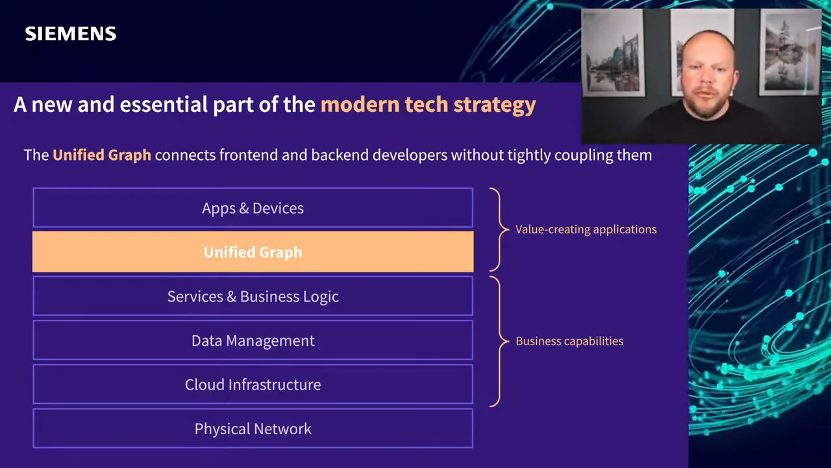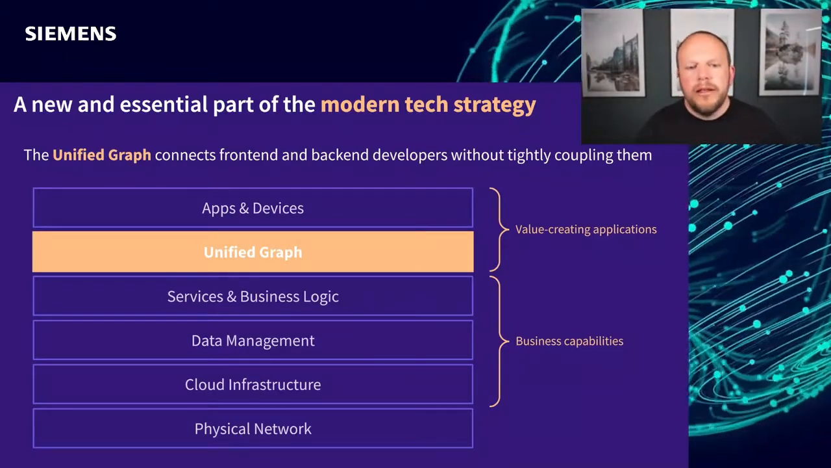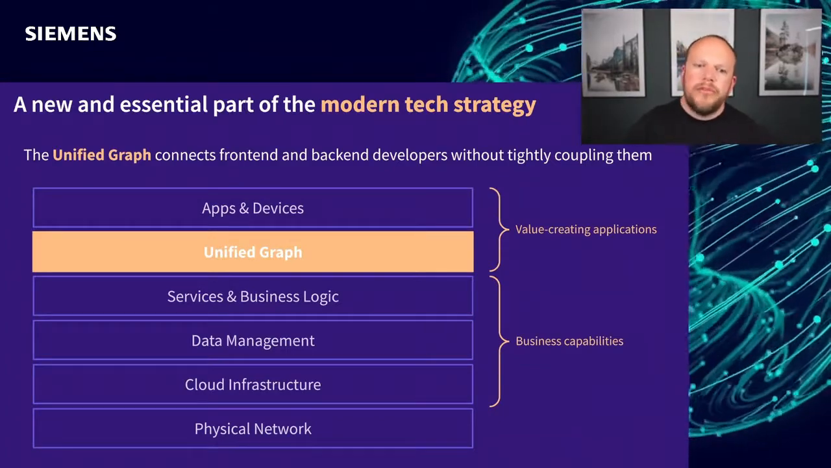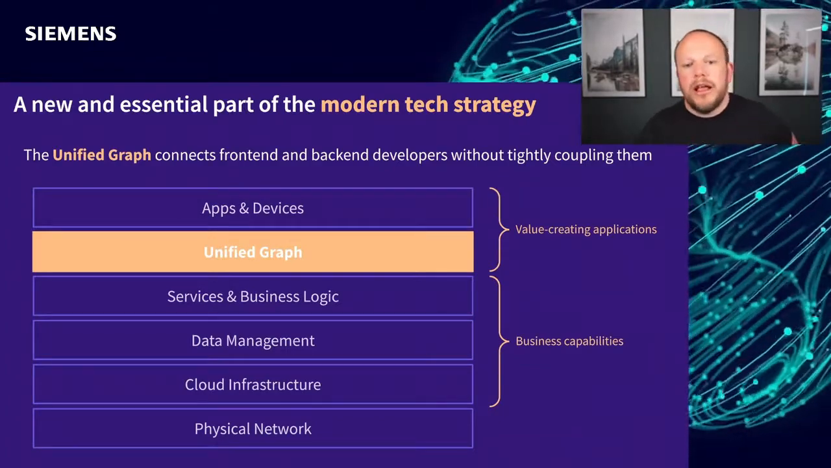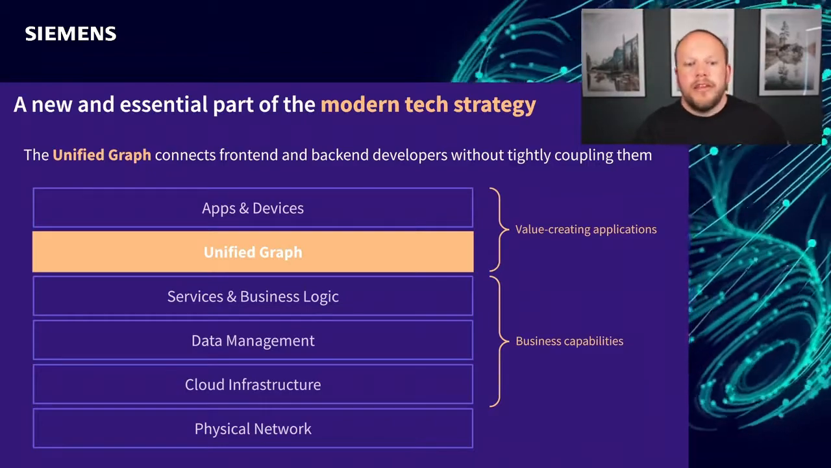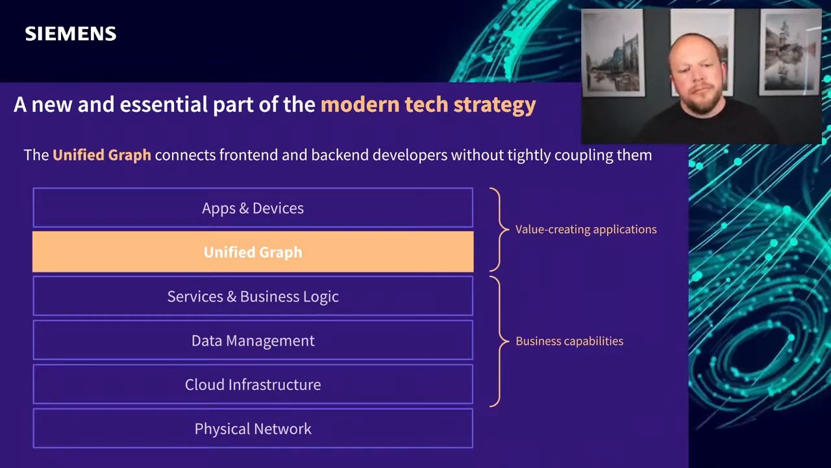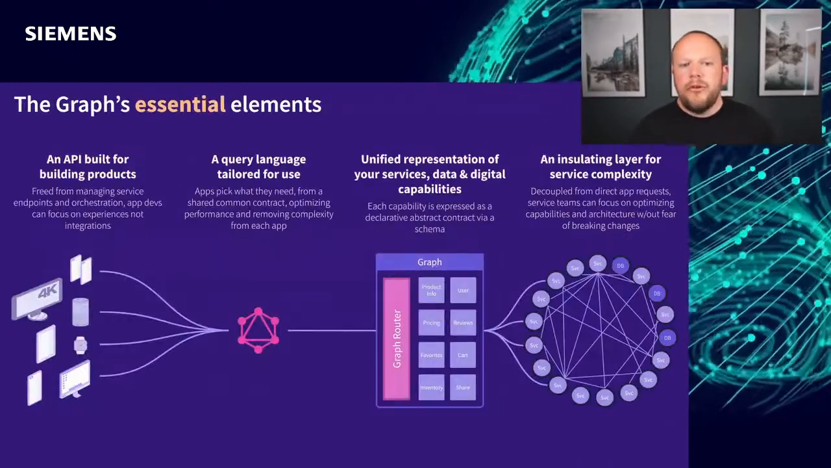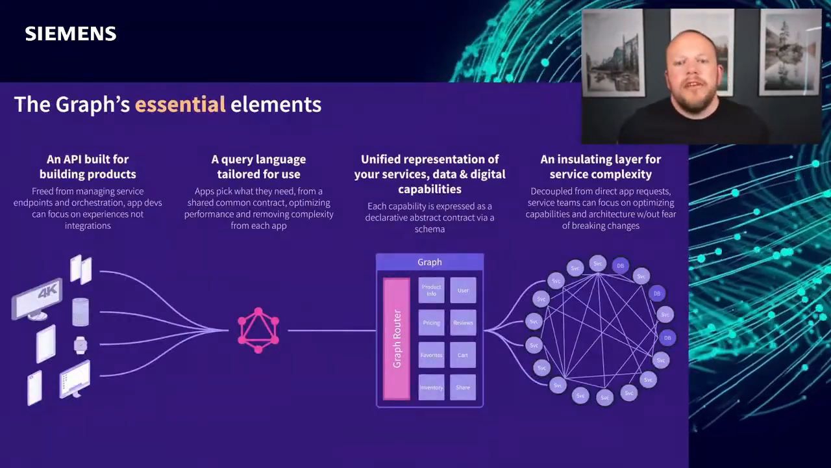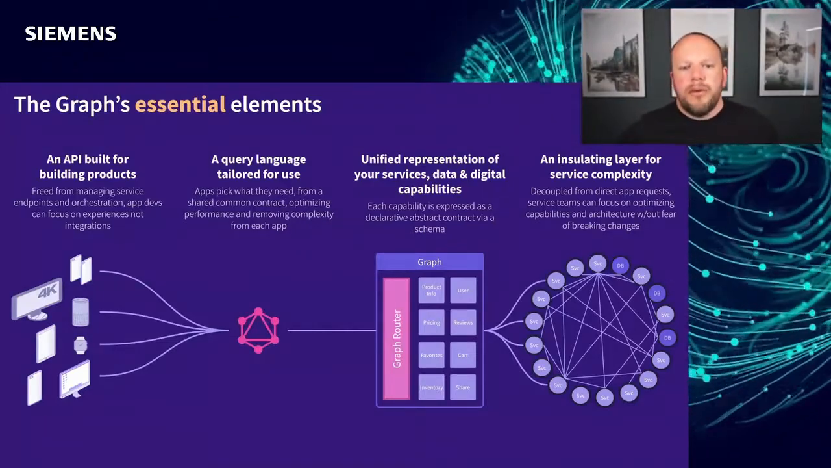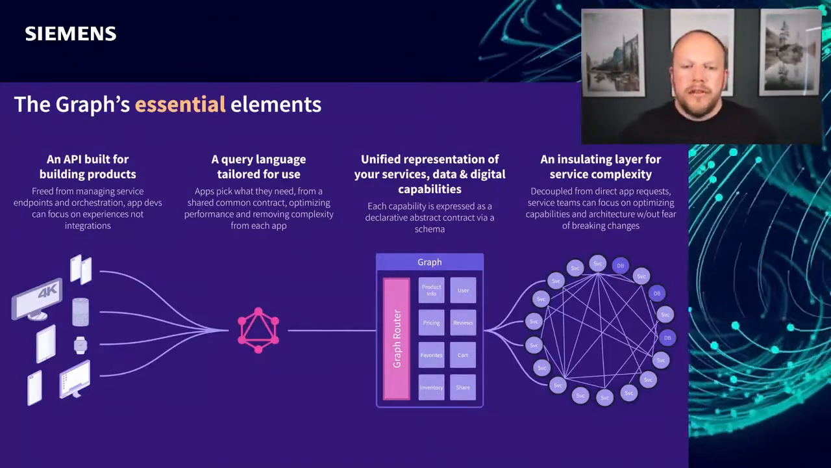The graph is much more than a better REST, and even more than GraphQL. It is an essential layer of your tech stack and tech strategy that connects client apps through the service layer, capturing your essential and durable business capabilities and exposing them all to your applications without tightly coupling your teams like point-to-point APIs do. The graph gives you an API built for building products that frees up your client dev teams to work on your product experiences instead of worrying about orchestrating a dozen or more interconnected service calls.